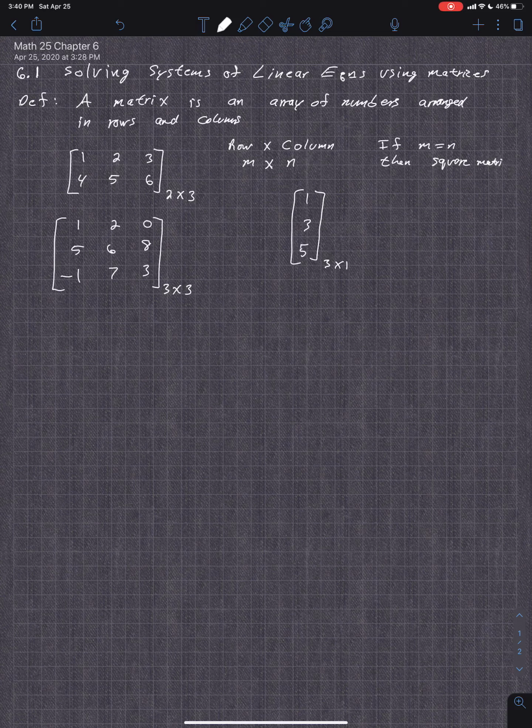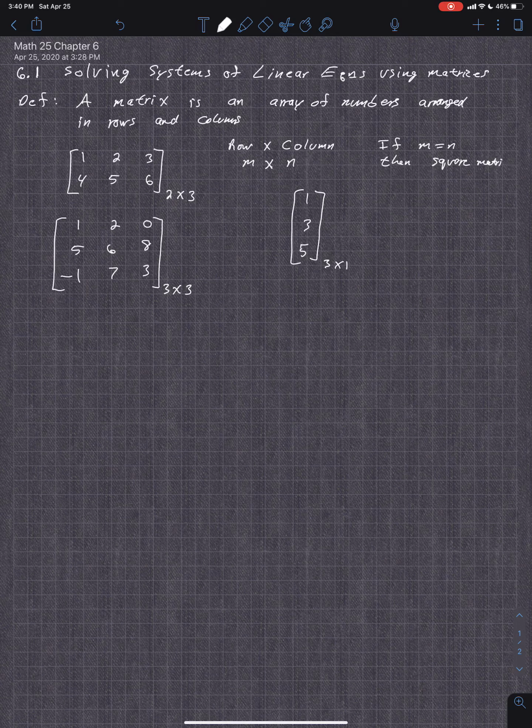Now we're ready to get started on chapter 6. So in chapter 5, we looked at solving systems of equations and systems of inequalities. Some are linear, some are nonlinear. So now we want to look at chapter 6, which is solving systems of linear equations using matrices.